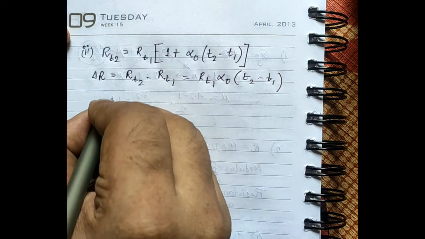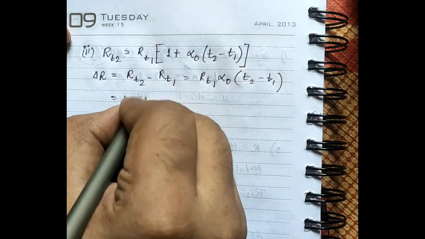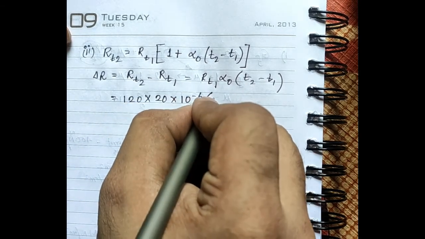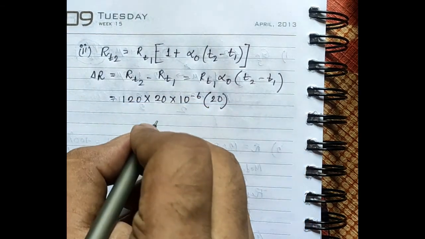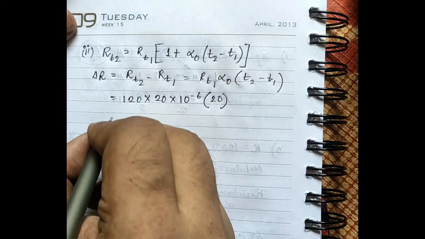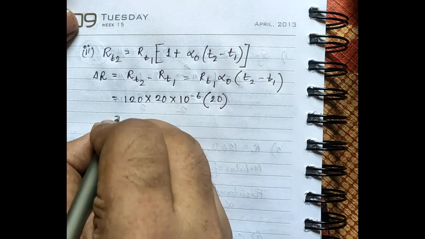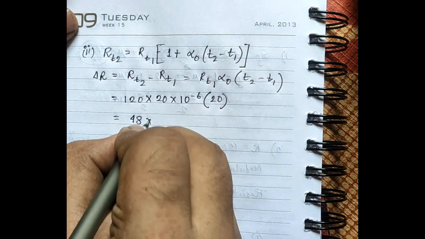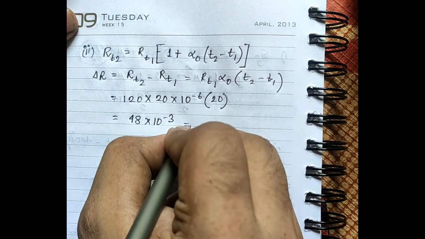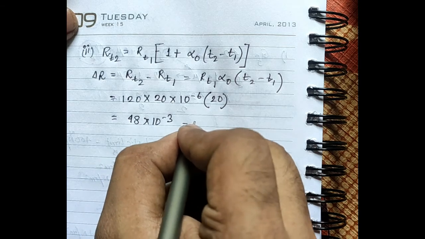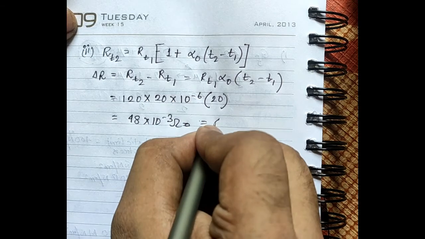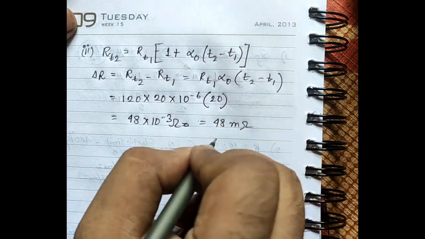So it will be equal to 120 into 20 into 10 to the power minus 6 into 20. That is the change T2 minus T1, the change of temperature, which is 20 degrees centigrade. So after solving this, the answer will be again 48 into 10 to the power minus 3, in the form of ohm, and it is again 48 milli ohm.